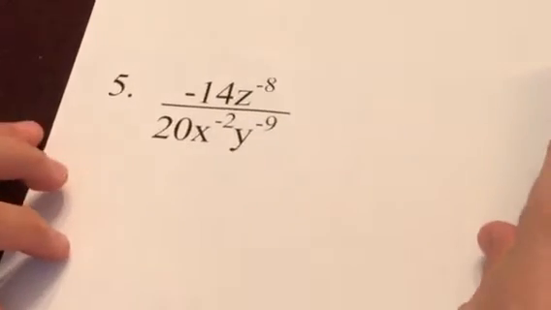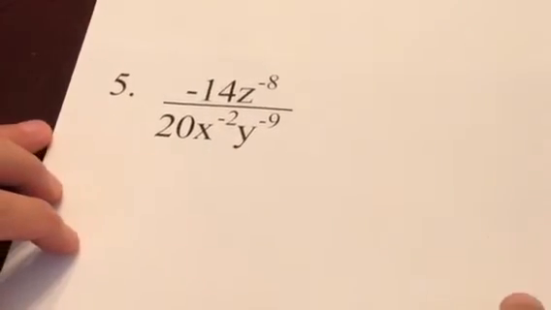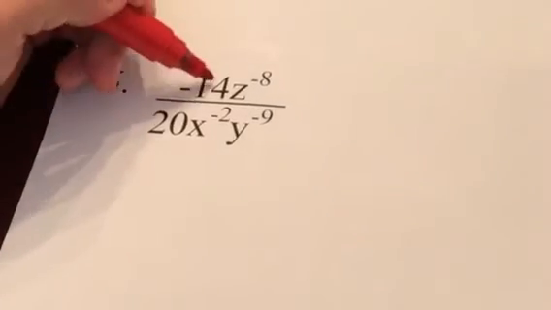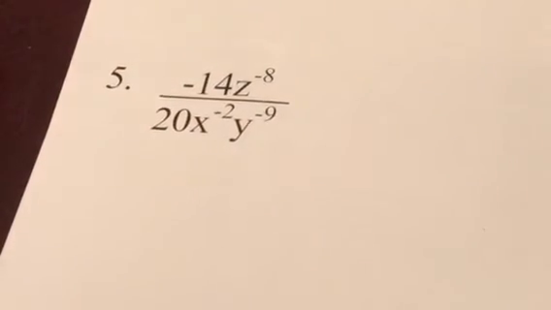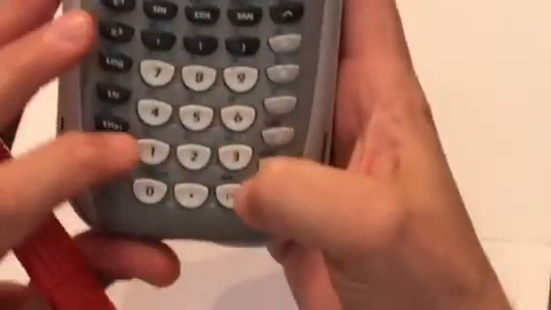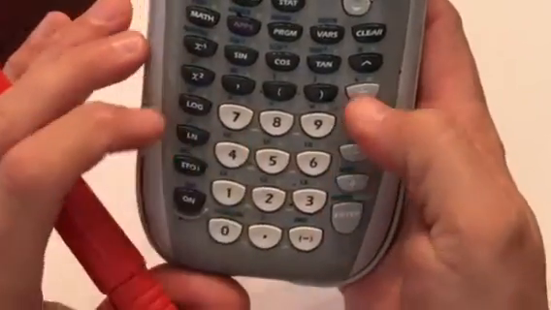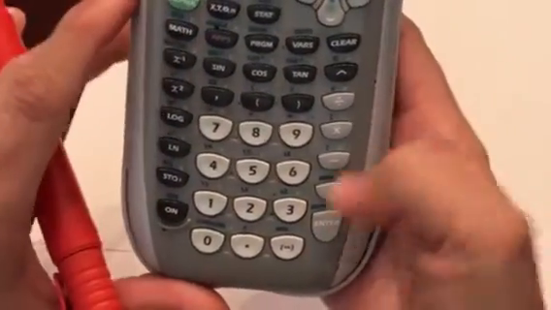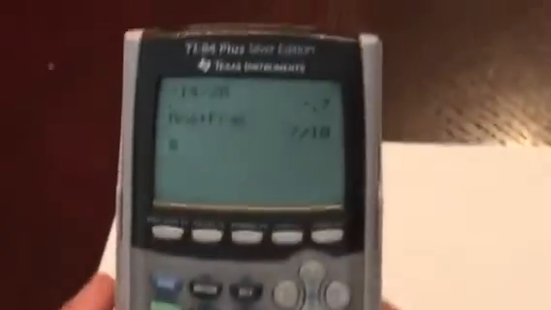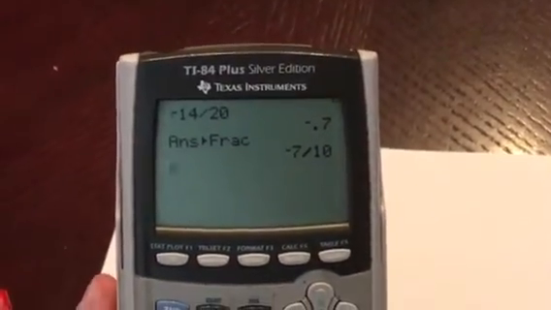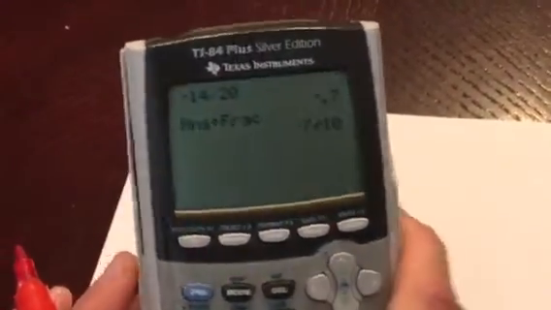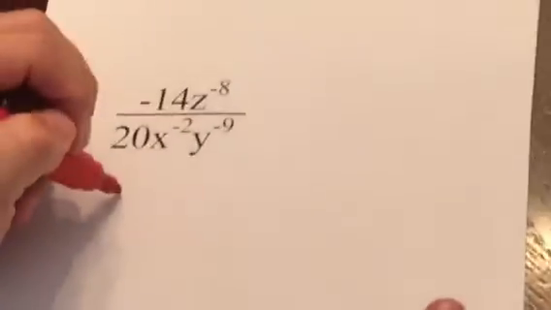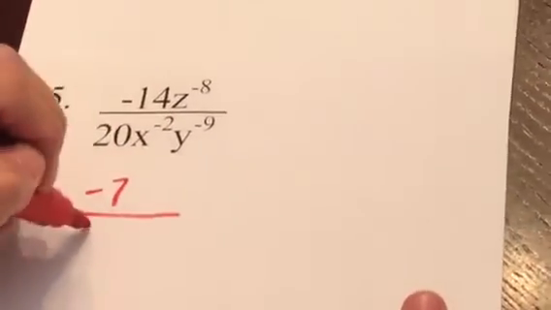Okay. 2 more examples to practice with our negative exponents. Number 5 will be very similar to number 4. Negative 14 on top, positive 20 on the bottom. So I will start off with the calculator. Negative 14 divided by 20. Math, enter, enter, and we see that it does reduce to negative 7 over 10. Negative 7 over 10.